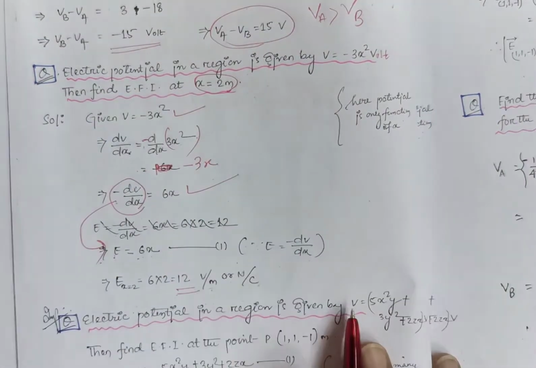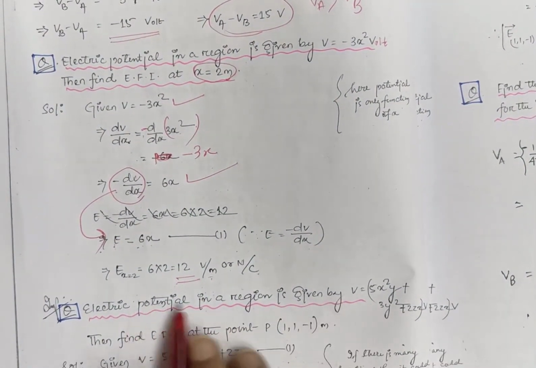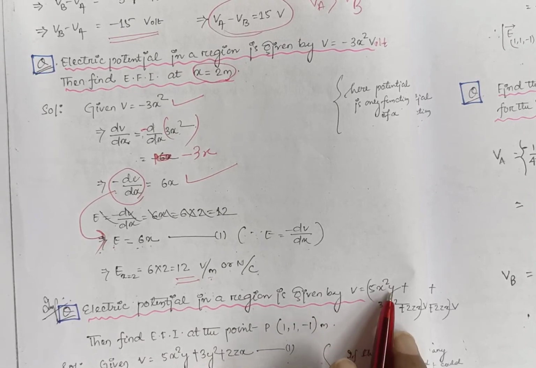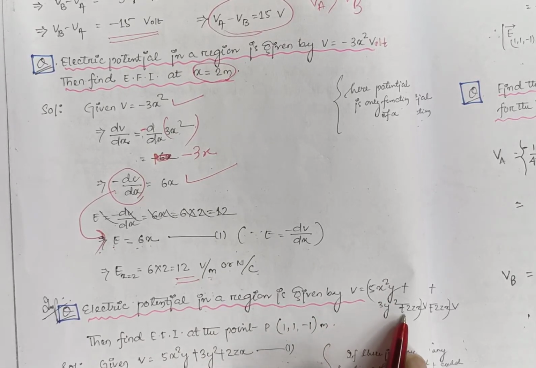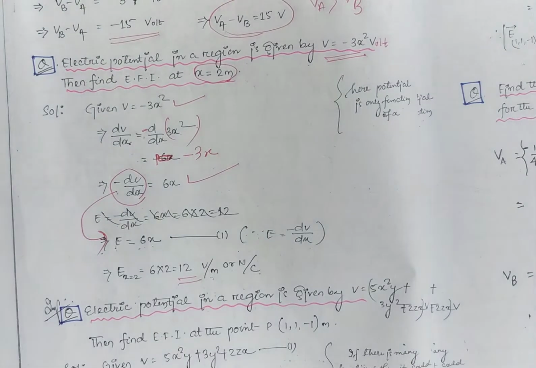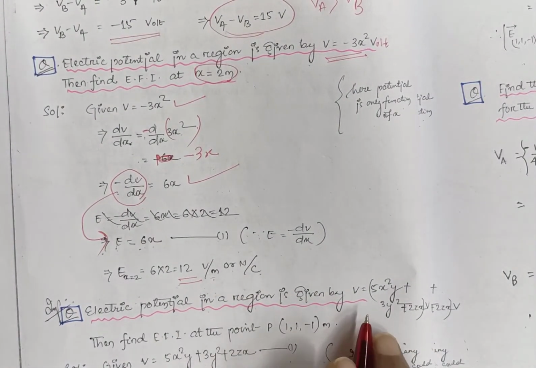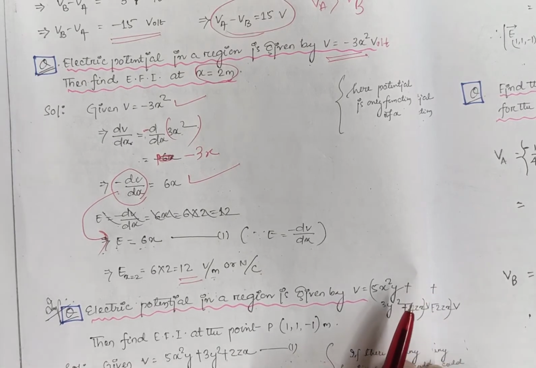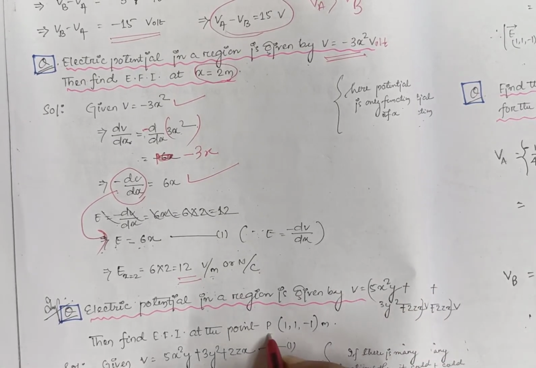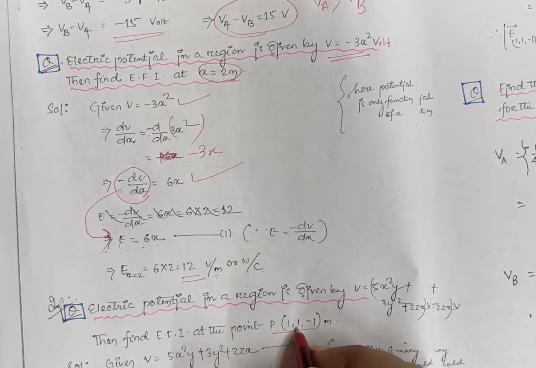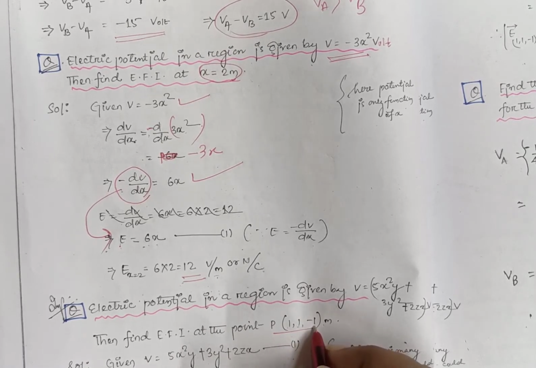Now a similar type of question is given below. Calculate the electric field when the electric potential in a region is given by V equal to 5x square y plus 3y square plus 2zx volt. You see, compare these two questions. Here V is a function of x only, but here V is a function of x, y and z. So many variables are there. And we have to calculate the electric field intensity at the point (1, 1, minus 1). That means x equal to 1, y equal to 1 and z equal to minus 1.